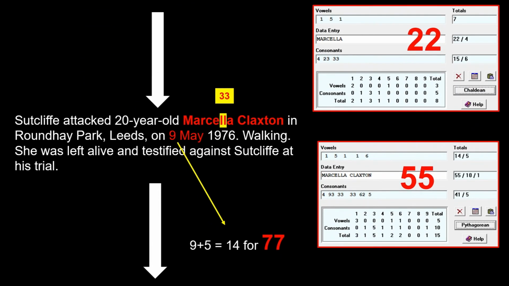Now, the next victim was Marcella Claxton, and Marcella has the double L, which in Pythagorean, Chaldean, L's 3, and in English it's 12, 1 plus 2 for a 3, it's a 33. And this was done on the 9th of May, and 9 and 5 is our 14 for our 7-7. 7s appear a lot, but look at Marcella in Chaldean. We've got our 22 yet again, and Marcella Claxton gives us our 55, master number in Pythagorean numerology.